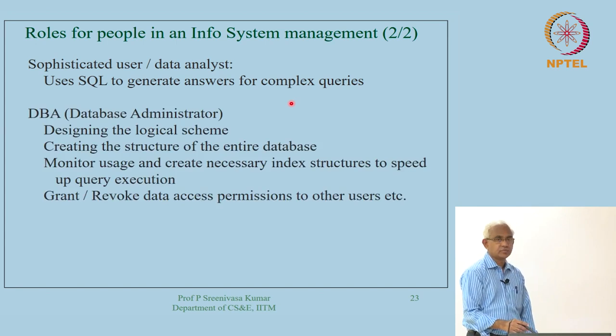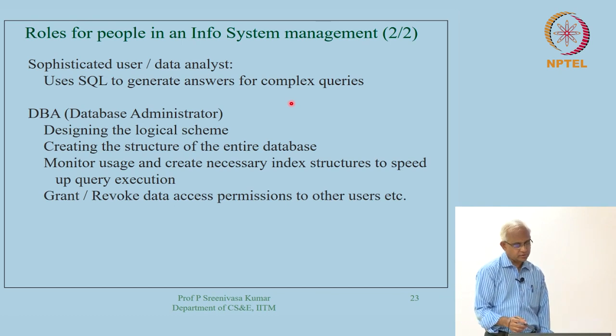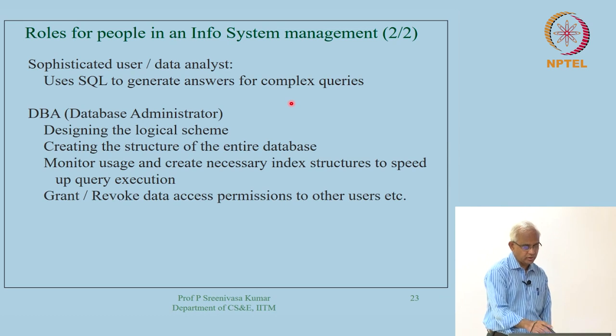And then we have the database administrator, the DBA. The DBA is responsible for designing the logical schema, creating the structure of the entire database, monitoring its usage, and if necessary doing some performance tuning by creating necessary index structures to speed up some application programs. This person is also very important in the sense that he or she would grant or revoke data access permissions for all the other users. So, this has to be a very trustworthy person, because he has complete control of the entire database. So, these are the various roles that people play in information systems.